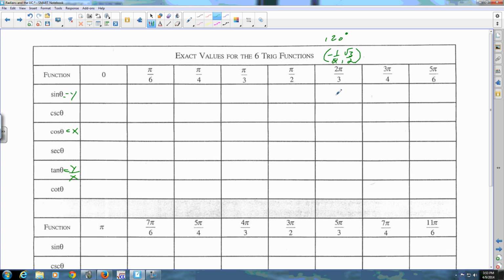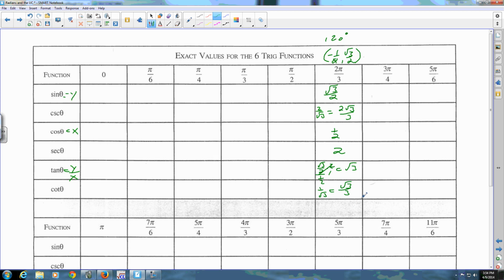So, what's your y value? Square root of 3 over 2. What's your x value? -1/2. So, what's the reciprocal of this? 2 over the square root of 3, and then you rationalize it, you get 2 square roots of 3 over 3. What's the reciprocal of half? 2. Tangent is your y over x, so square root of 3 over 2 over a half, multiplied by its reciprocal, so I get the square root of 3. Cotangent's the reciprocal, so I get 1 over the square root of 3, rationalize it, square root of 3 over 3.